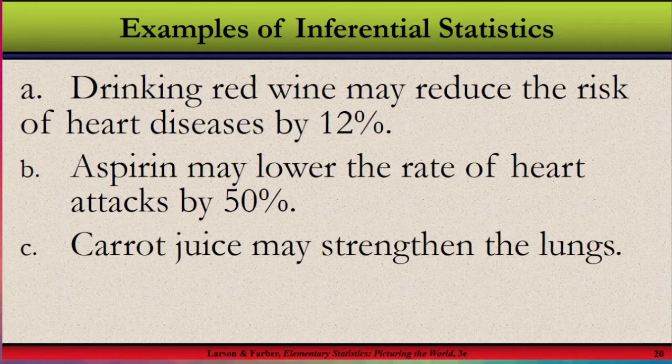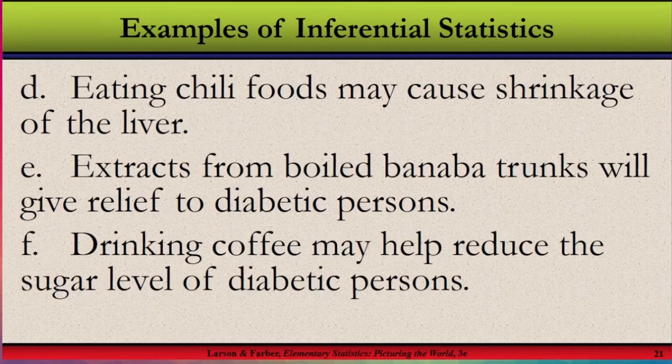So letter C, carrot juice may threaten the lungs. So it is inferential statistics. Another example, eating chili foods may cause shrinkage of the liver. Inferential statistics pa rin yan. Extracts from boiled banana trunks will give relief to diabetic person. Kahit sabihin natin na tunay yung statement na nakalagay dito, hindi niya pinresent yung data na nagpapatunay na ang pagkain ng chili foods ay nagko-cause ng shrinkage of the liver, hindi siya descriptive statistics. Drinking coffee may help reduce the sugar level of diabetic person. So it is inferential statistics pa din.